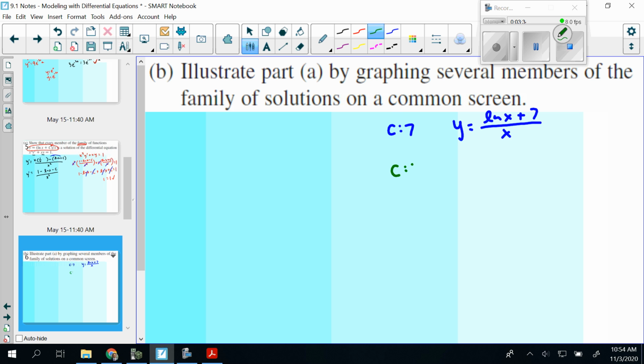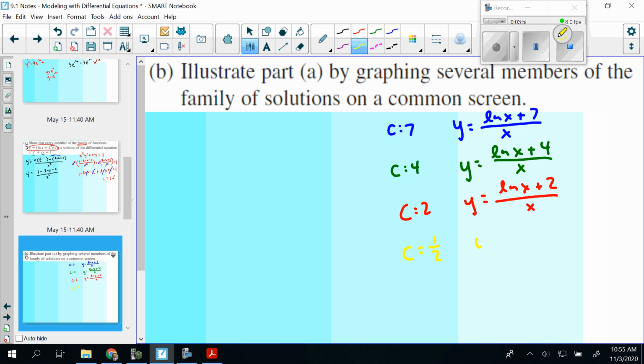Let's go with a 4. So if C is 4, then that would look like that. Let's say maybe 2, if C is 2. It would give us that one. Let's go a fraction here. Let's do half. And let's get a negative 1 in there. Let's go with -3. So then it would come out to be that.